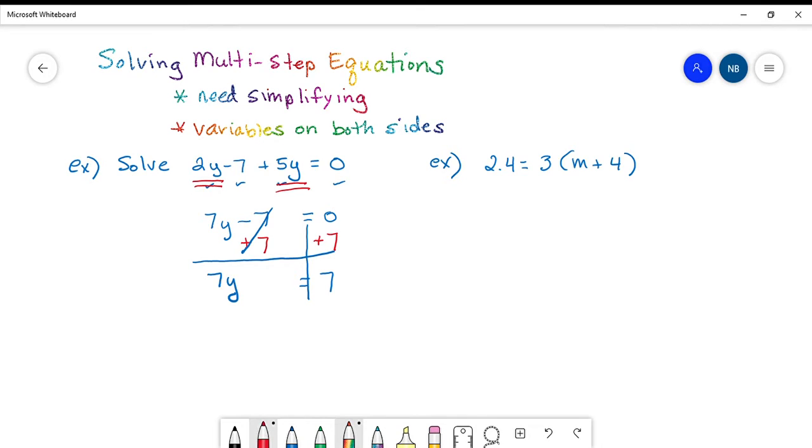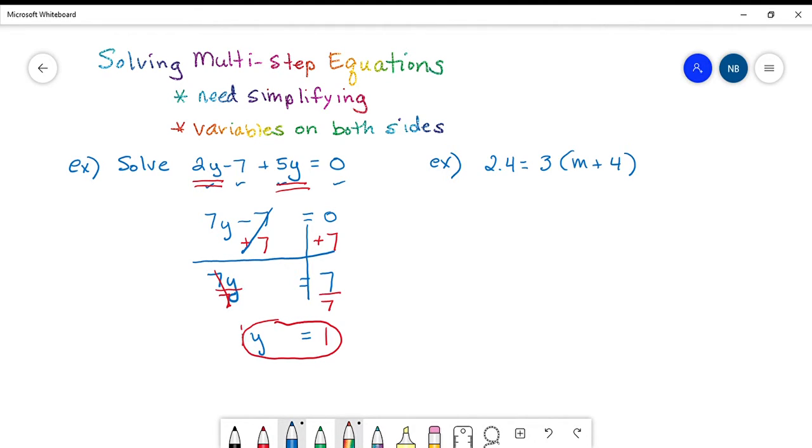Now I need to do the same thing to both sides. My goal, of course, is to have y by itself. 7 is the coefficient on y. If I put a 7 underneath that term, I get 7 divided by 7, which makes 1, which is what we want. So dividing by 7 works. So we're going to do it to both sides. 7 divided by 7 is 1, and y equals 1 is the solution of the equation.